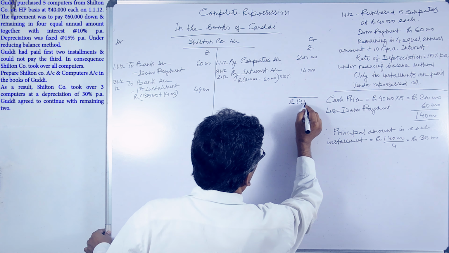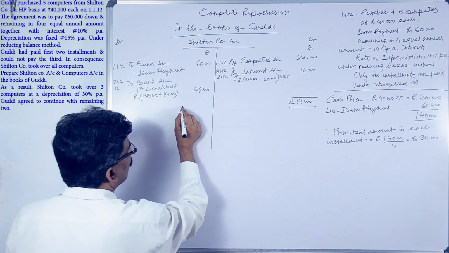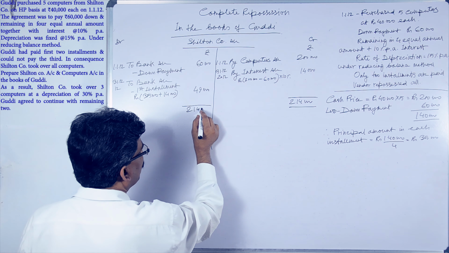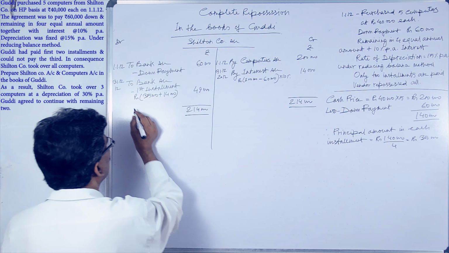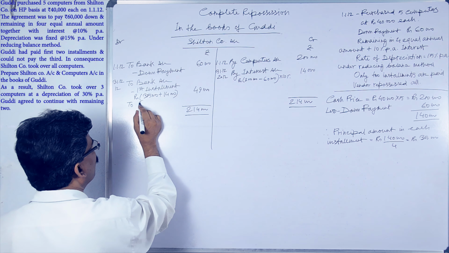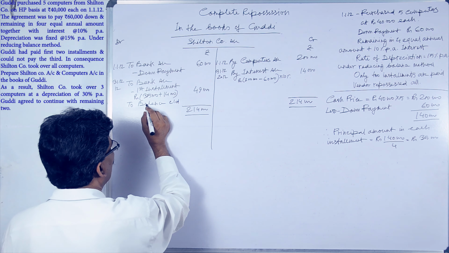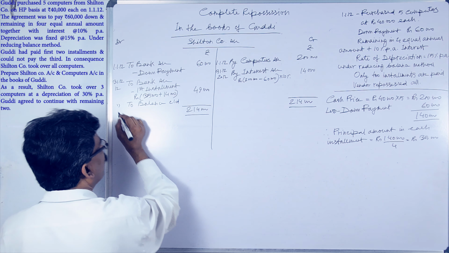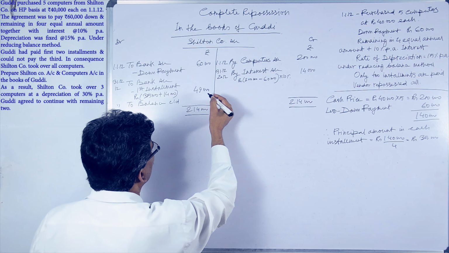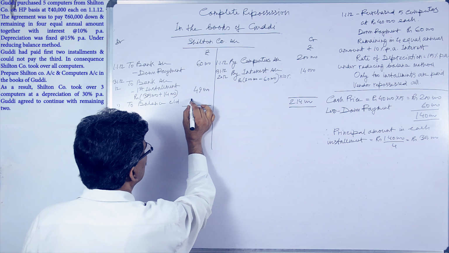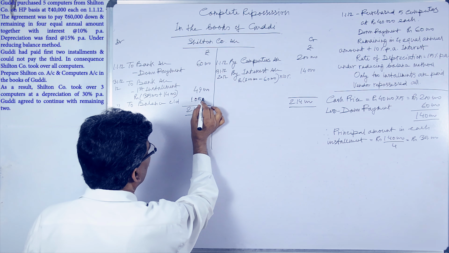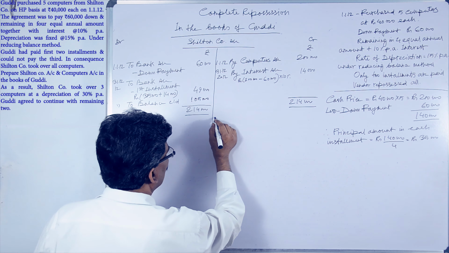Then you have to calculate the closing balance. Closing balance is the difference. We know the credit side is more, you can see this thing. Then to balance C/D on the same date, to balance C/D, this one is 1,05,000.